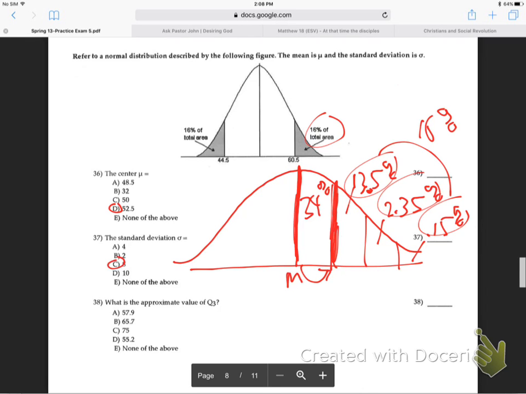Let's go to 38. What is the approximate value of Q3? How do we find Q3? That formula thing. Mu plus what is it? 0.675. Oh, 0.67, thank you. Plus 0.675 sigma, away you go, right? I'm going to move on. We know that. Is that good? Okay, because there's something tricky coming.